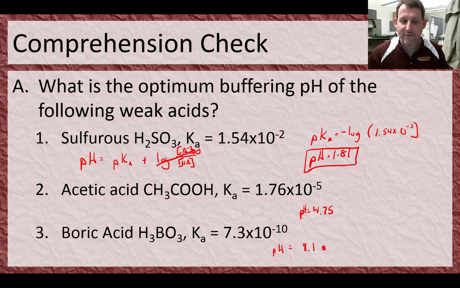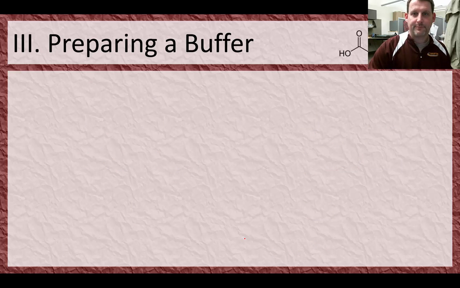So if you're looking for a really good buffer at a pH of 9, you're going to choose boric acid, and you're going to make the concentration of H3BO3 equal to the H2BO3 minus ion. All right, that's that one.